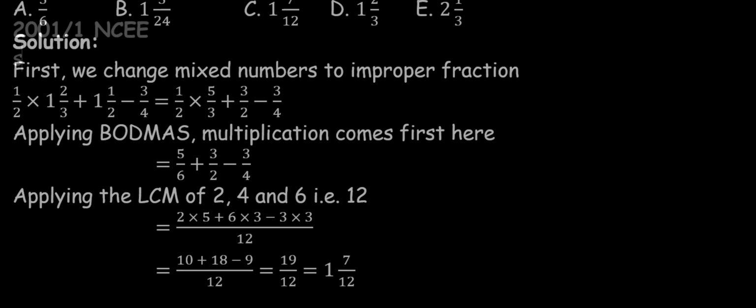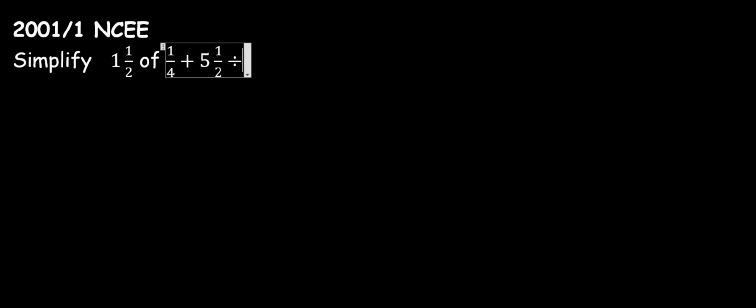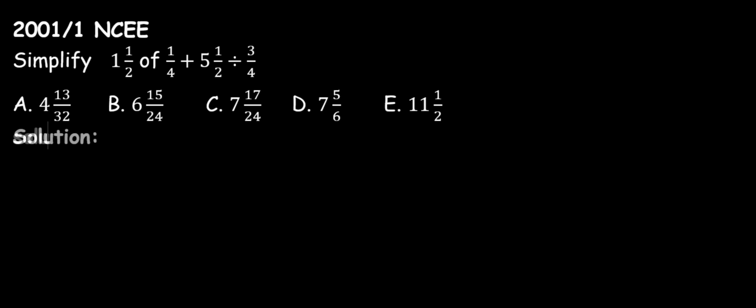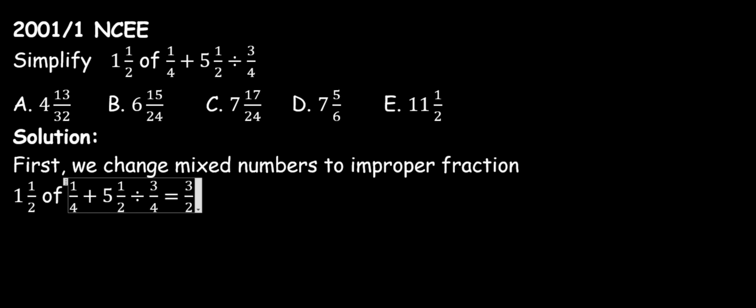Another example. Simplify 1 whole number, 1 over 2 of 1 over 4 plus 5 whole number, 1 over 2 divided by 3 over 4. The options are given. Solution. First, we change mixed numbers to improper fractions. Thus, our given problem will be equal to 3 over 2 of 1 over 4 plus 11 over 2 divided by 3 over 4. What happened there?